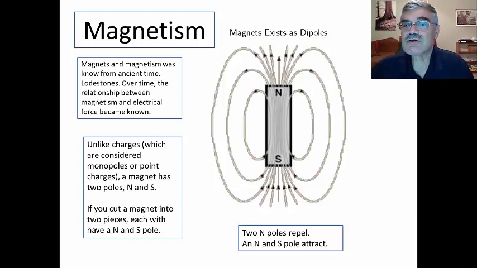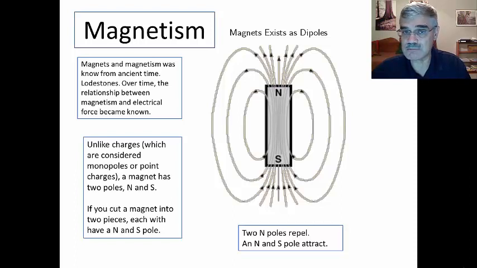Okay, students, we're now going to talk about magnetism. What is that? Magnets were known since ancient times as lodestone, which was very important for the navigation of ships because a lodestone would always point to the north. It was a magnet.